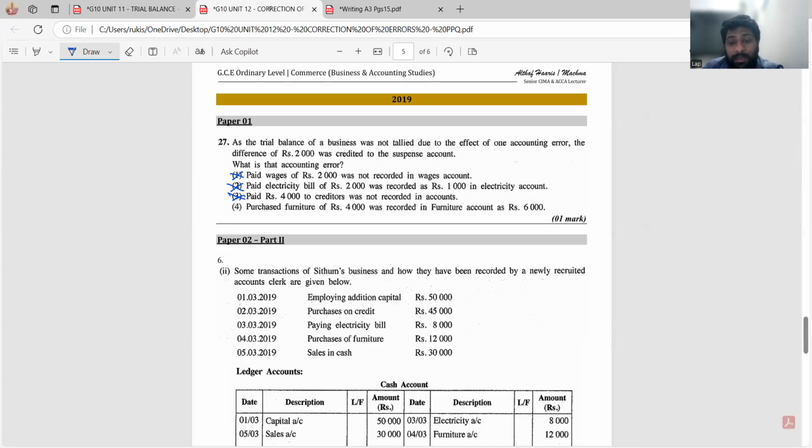Purchase furniture 4000 recorded as 6000 in the furniture account. That's correct, which is an asset account. An asset should be debited. You have debited 6000 instead of 4000. You have debited 2000 more. So that's why the debit side is bigger by 2000. That is the correct answer. Next.